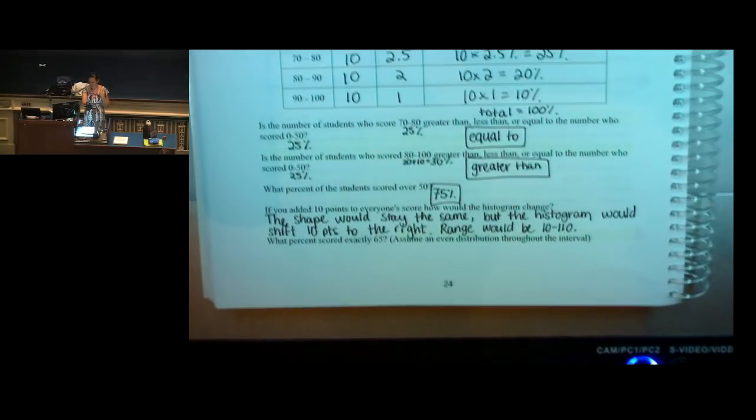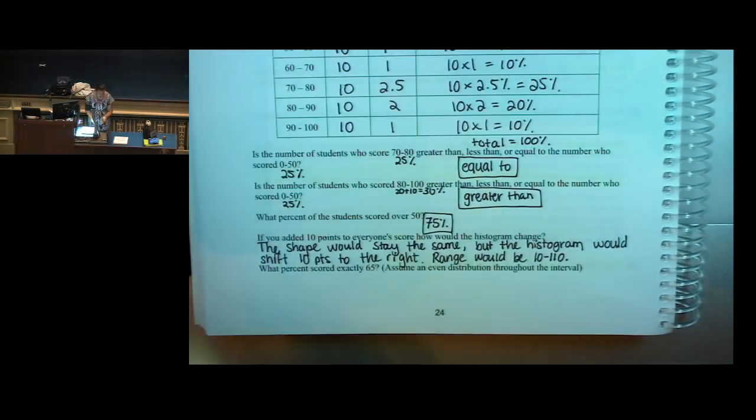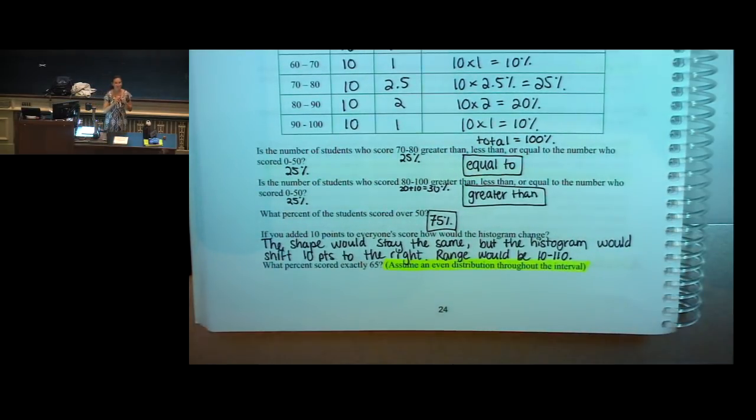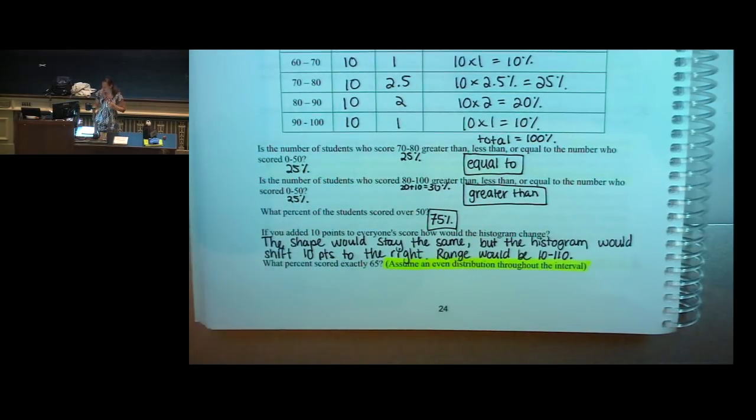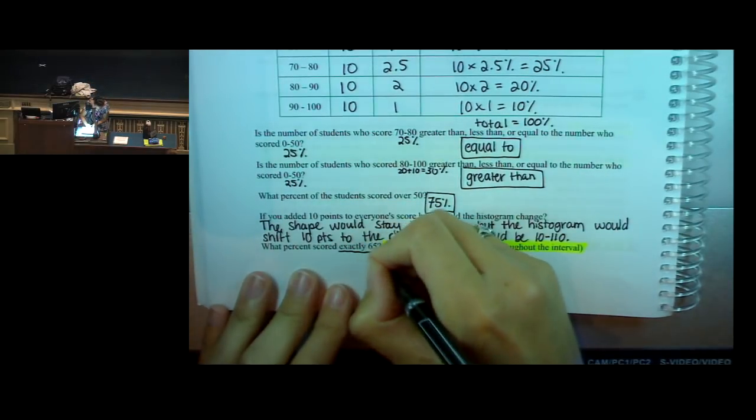Okay, last one. It says, what percent of students scored exactly 65? Assume an even distribution throughout the interval. So this question comes up a lot. You'll see it on the practice tests. And it's kind of strange. What percent of students scored exactly 65? So let's look at our histogram.